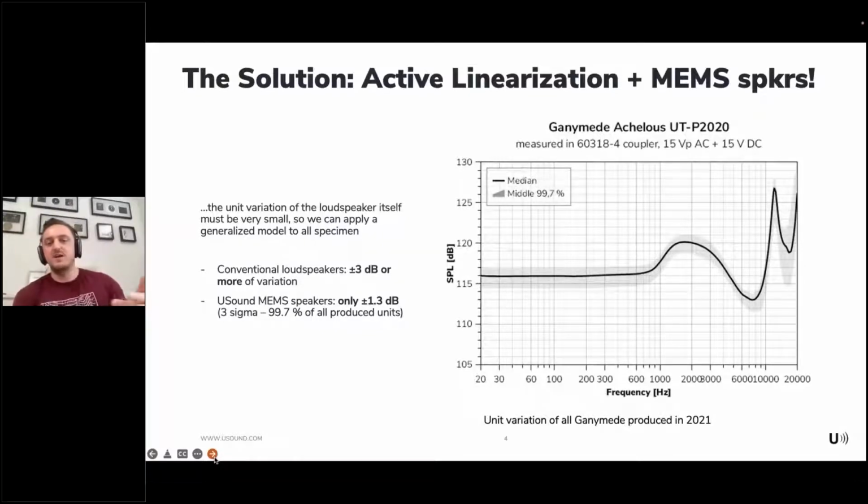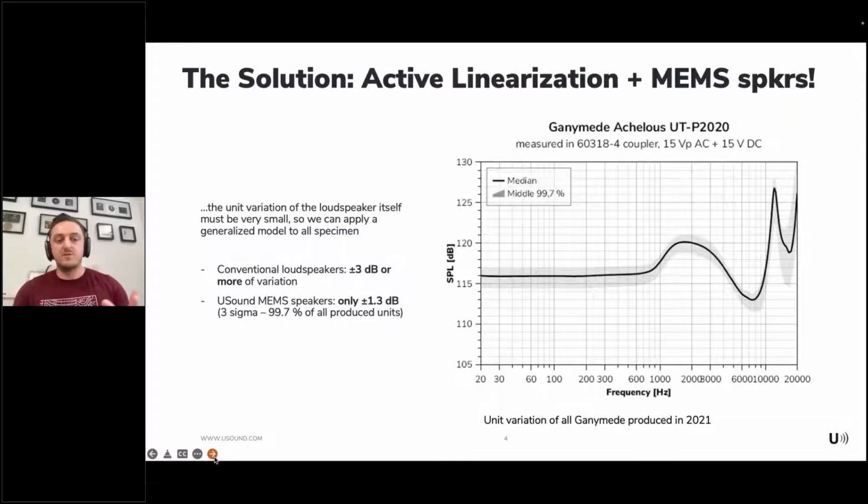If the loudspeaker doesn't have the nonlinearities that the model is attempting to compensate for, then we would just introduce more nonlinearities. And this is the reason why this is now becoming possible, because active linearization is not new at all. This has been researched by many companies over the past decades. It is only starting to become possible by using loudspeakers that are as precise in production, meaning as repeatable in production as MEMS speakers are.